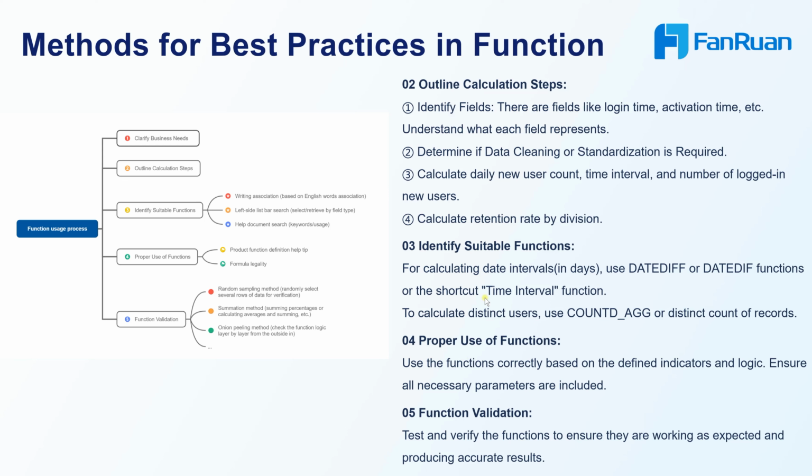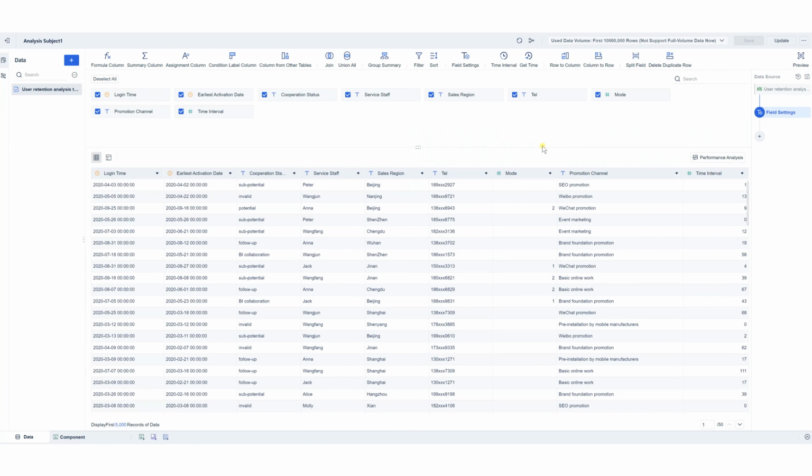After we roughly identify the correct function, the fourth step is to use the function correctly. To use it correctly, the first method is to refer to the function definition for helpful tips. The second method is to check if the formula is valid. Alright, let's now move into the analysis. We've just organized our calculation steps.